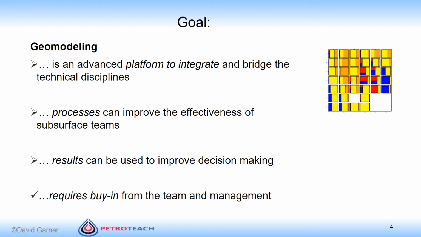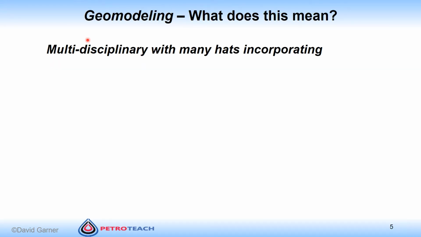So geomodeling is an advanced platform to integrate and bridge the technical disciplines. And geomodeling has processes that can improve the effectiveness of subsurface teams. Those results can be used to improve decision making. That's if we're adopting these methods, and that requires buy-in from the entire subsurface team to be engaged, as well as support from the management. And that's just a picture of a pluri-Gaussian rule set. It's just transition statistics.